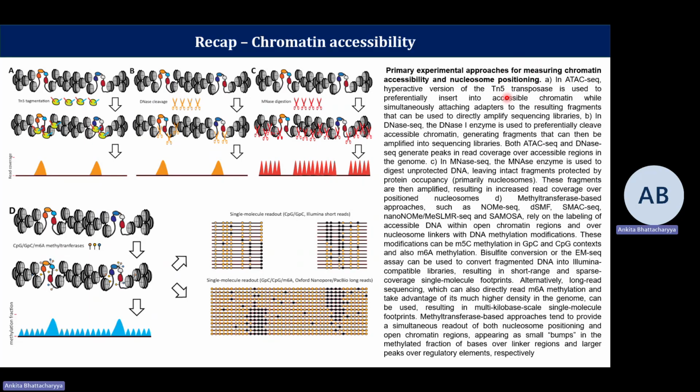In the DNase-seq technique, which is similar but not exactly the same, the DNase-1 enzyme is used to preferentially cleave this accessible chromatin and generate fragments, which you can then amplify into sequencing libraries. Now, both ATAC-seq and DNase-seq are generating peaks in read coverage over accessible regions in the genome.